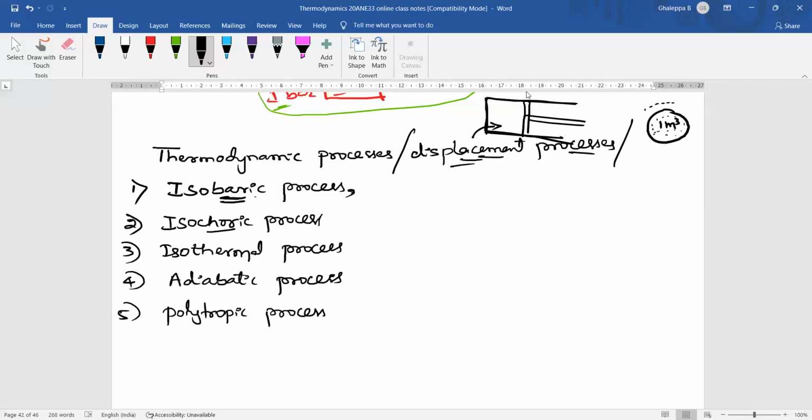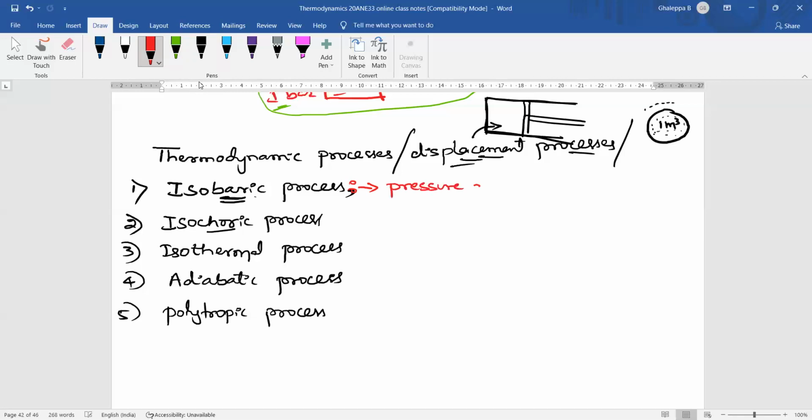The third point you need to remember here is the definitions. Now look at the board. Important: the isobaric process is a thermodynamic process, a displacement process, in which the pressure during the process is constant.